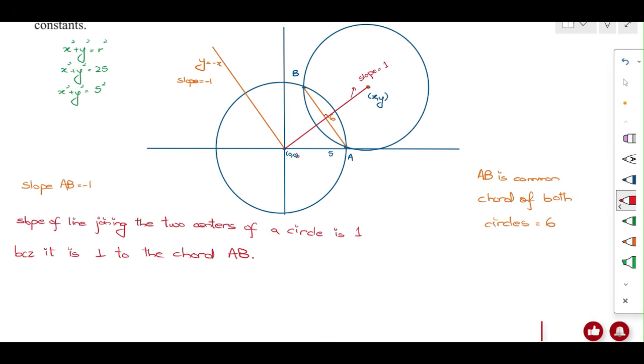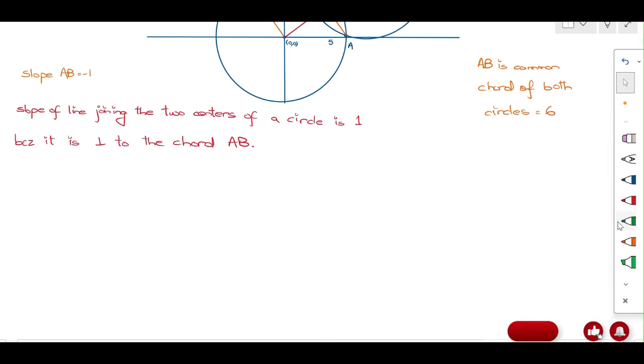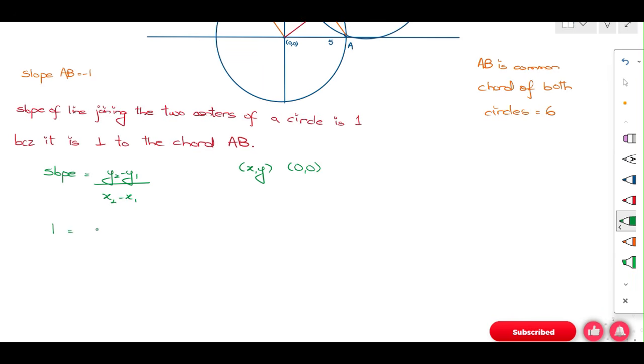One center is 0, 0, and we can find the slope of the line by doing y2 minus y1 over x2 minus x1, right? Okay, so use the formula for the slope. If we have some x, y and we have 0, 0, the slope is 1, one coordinate is y minus 0, the other coordinate is x minus 0, so the slope is 1, that is y over x.